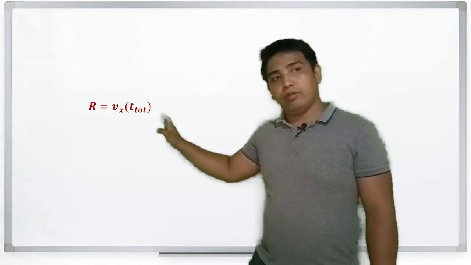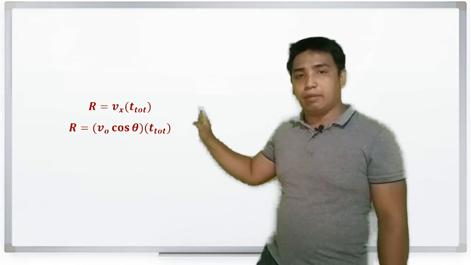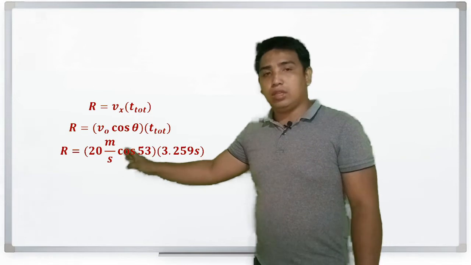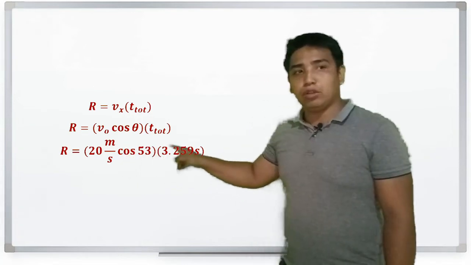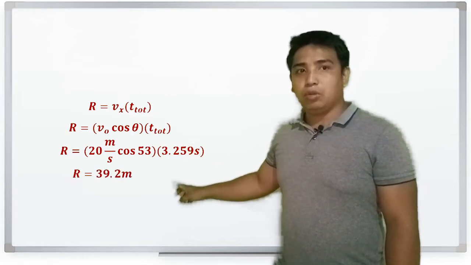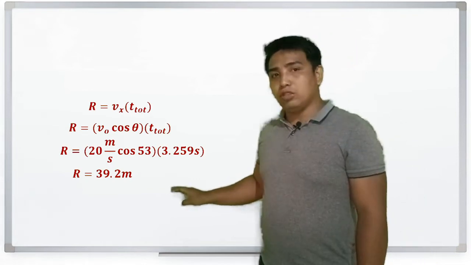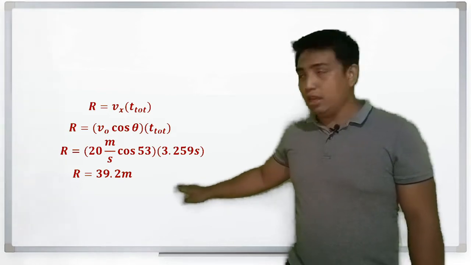So Vx is equivalent to V0 cos theta times the total time of travel. You're going to have range, or R, is equivalent to 20 meters per second times cosine 53 times 3.259 seconds, and you're going to find 39.2 meters. So that means we have checked the consistency of the formula and the consistency of the concept.